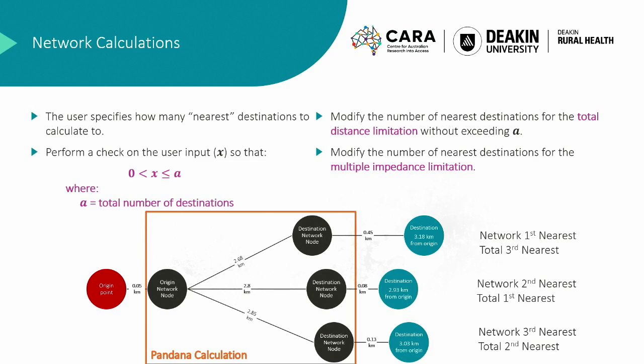Finally, I just want to mention that there is another issue that we're calling the multiple impedance limitation. It's an issue within Pandana that I've found a workaround for. I don't necessarily know how to fix it within the Pandana code. I'll mention more about that after the calculation component though, when it becomes a bit clearer as to what that is.